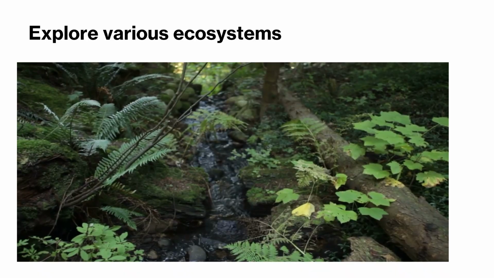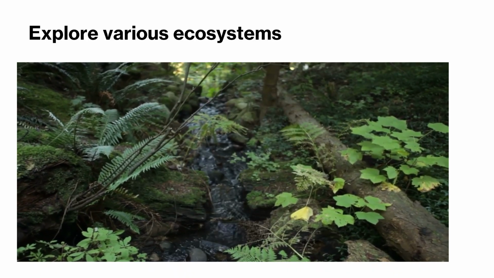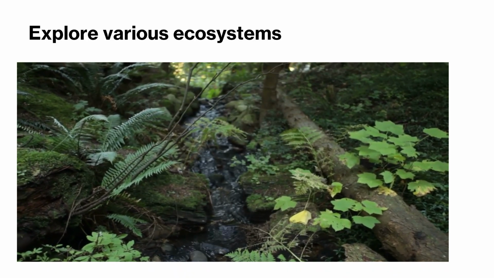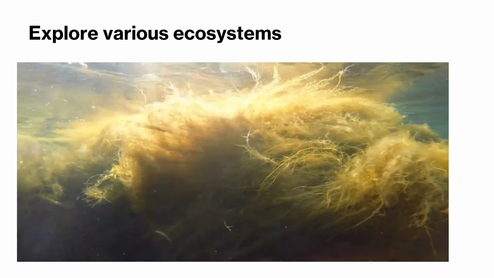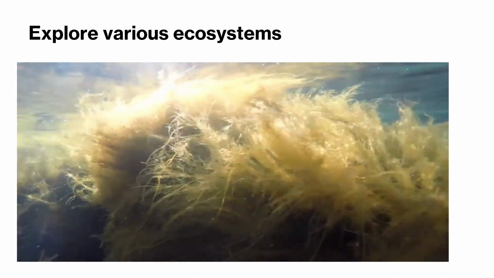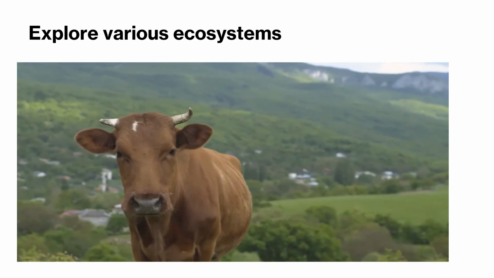Producers. These living beings produce their own food from inorganic substances and sunlight. These organisms are the base of the food chain. Some examples are plants and algae.